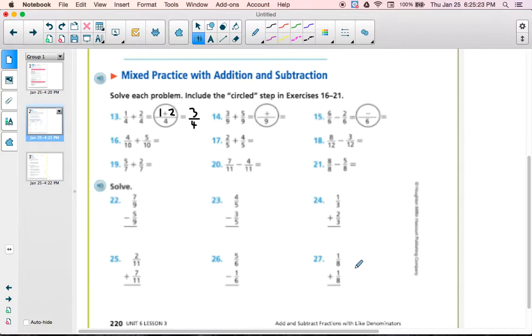Now 22 to 27, same idea, we're just writing it vertically. 7/9 minus 5/9 is 2/9. Seven minus 5 is 2. All right. Go ahead and finish these problems out. Be careful to look at the signs. Some are subtraction and some are addition.